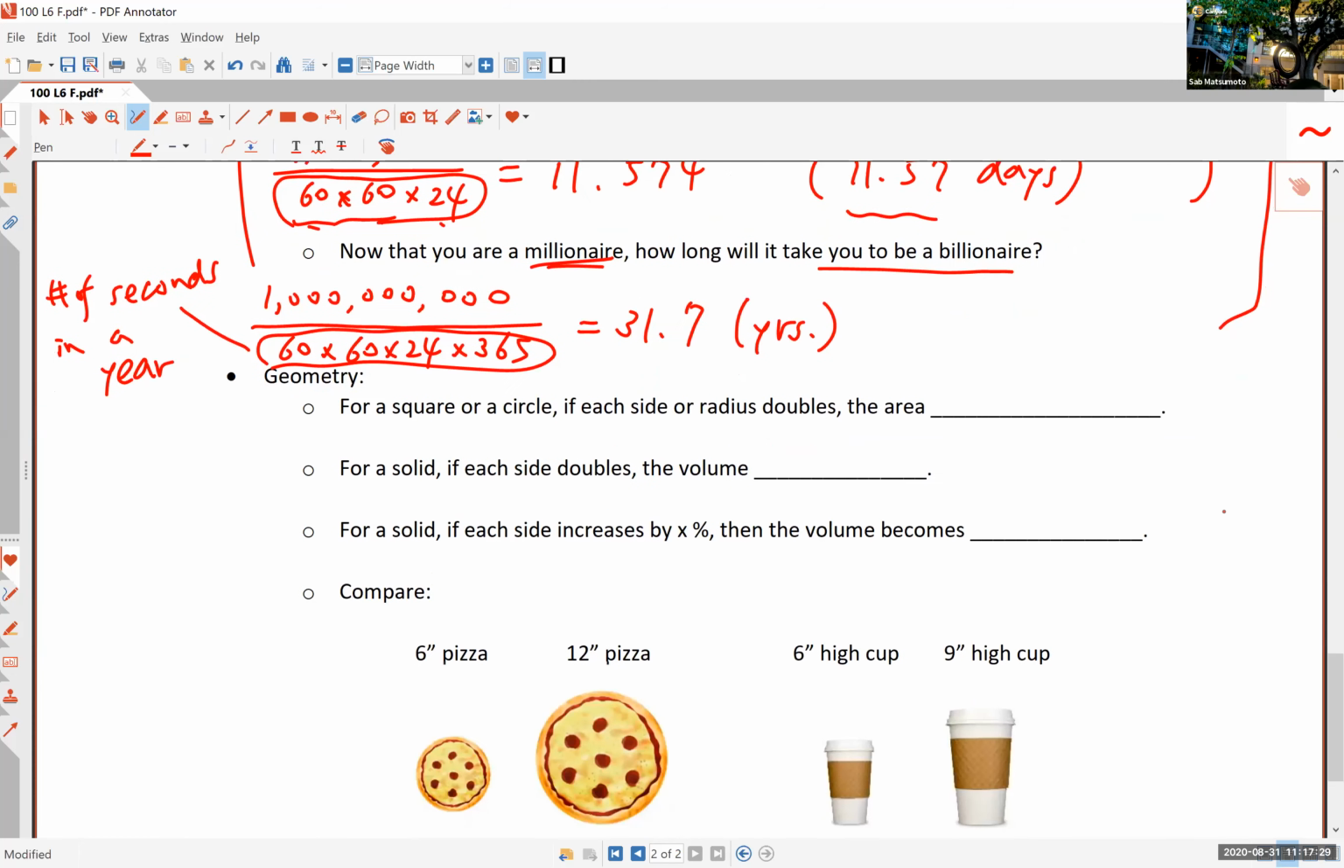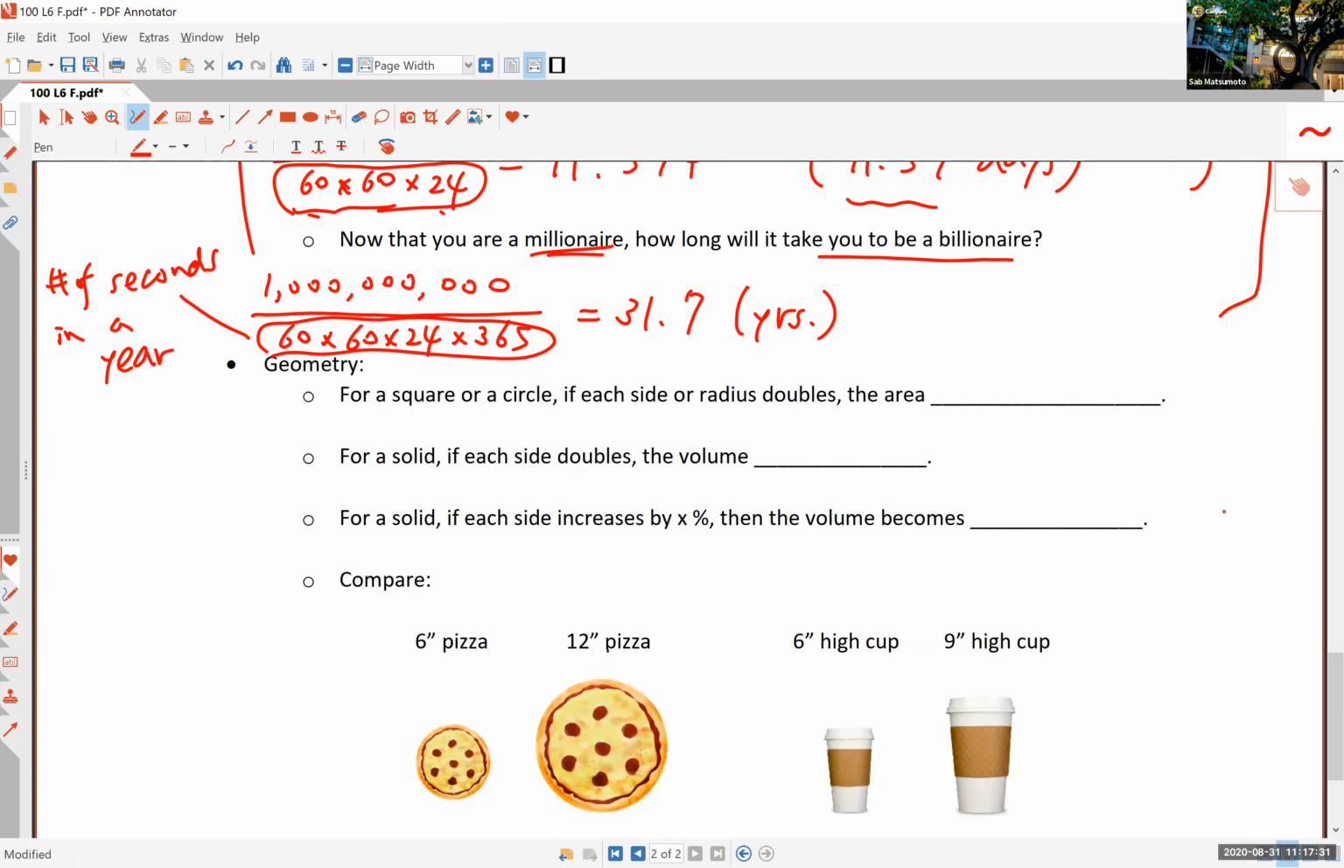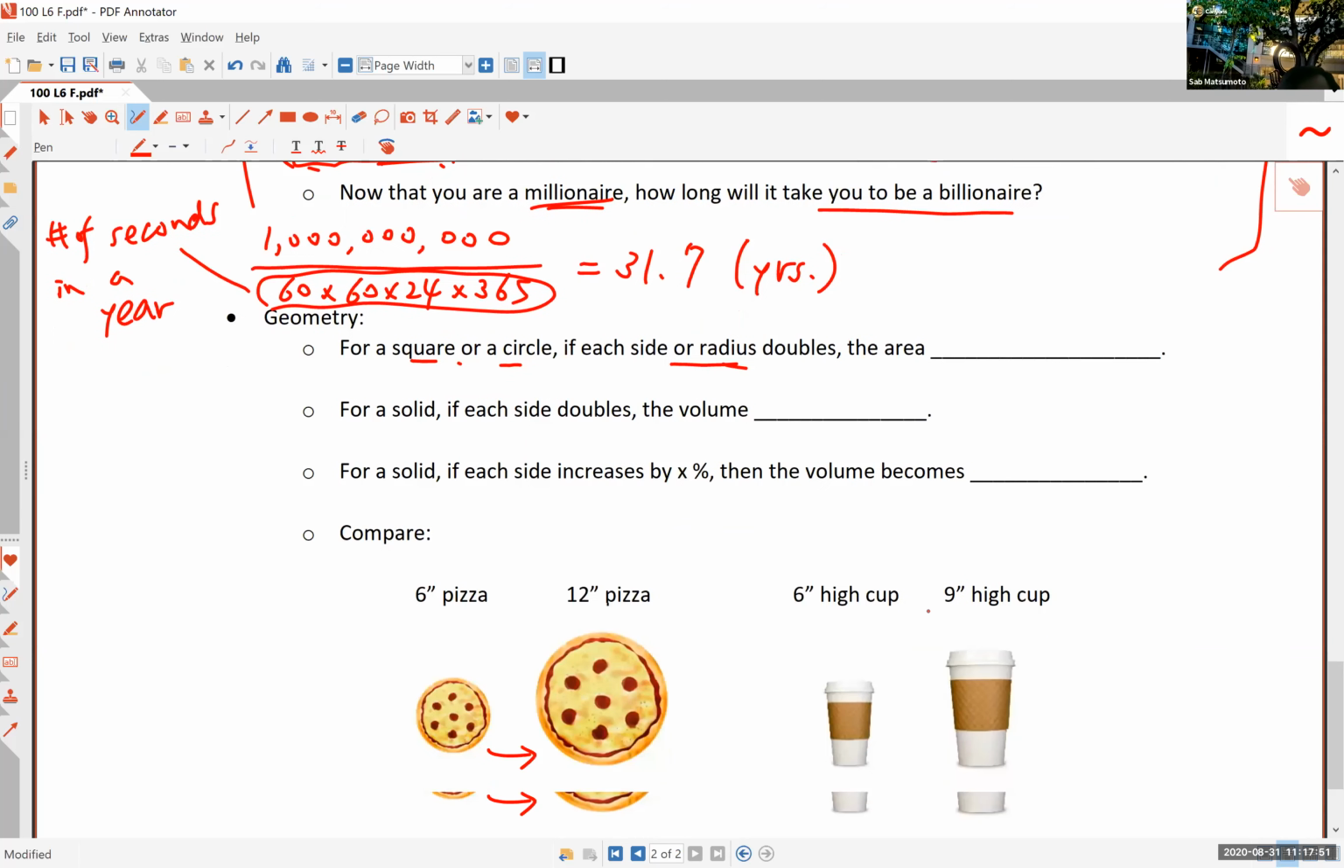Okay, so finally, let's just do a little geometry. You don't have to memorize any formulas, but I do want you to know some deceptive, maybe misleading facts about geometry. For a square or circle or any kind of a two-dimensional object. Okay, so here's a pizza. You can see a 6-inch pizza and a 12-inch pizza, right? How much bigger is that?